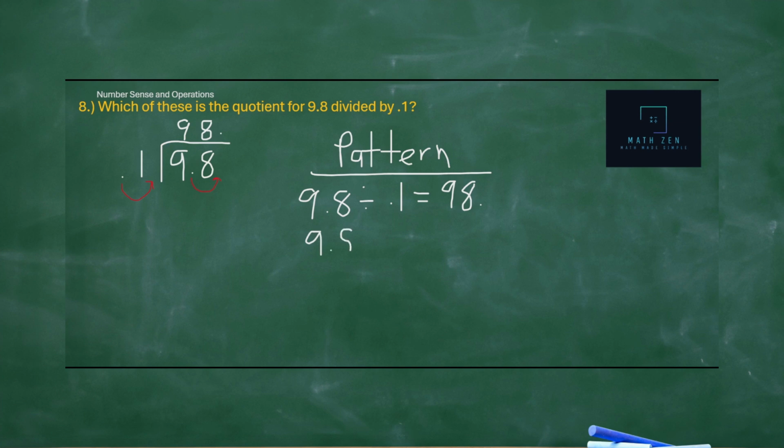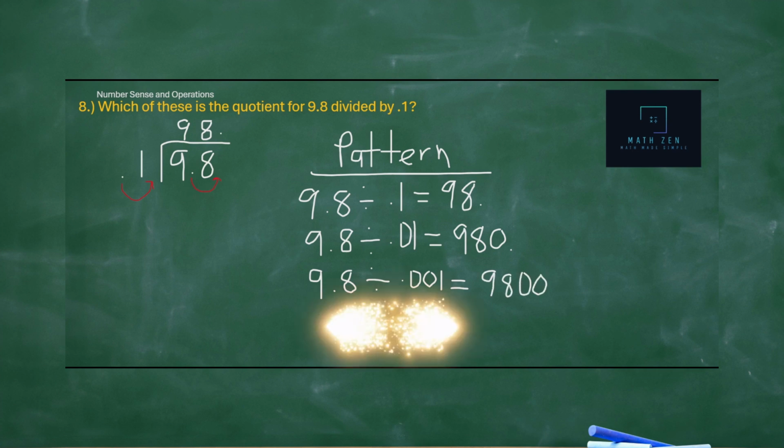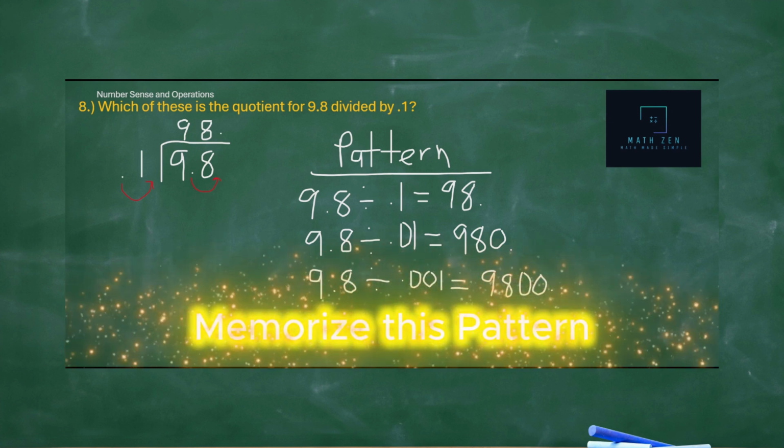If we have 9 and 8 tenths divided by 1 hundredth, our decimal is going to move 2 places to the right, so our answer here would be 980. And again, if we continue this pattern with 9 and 8 tenths, and we divide it by 1 thousandth this time, our answer is going to get even bigger and turn into 9,800, which moved our decimal 3 places to the right.